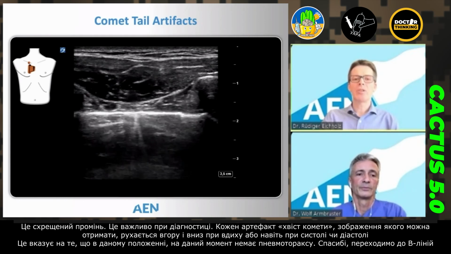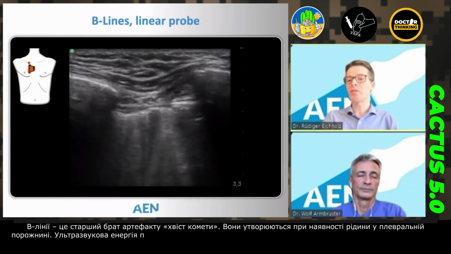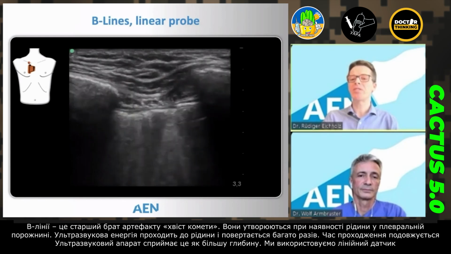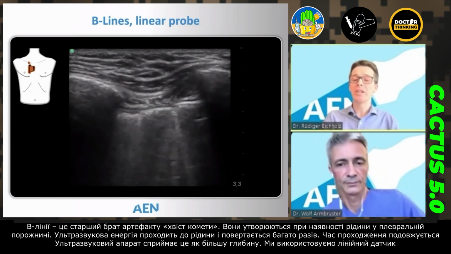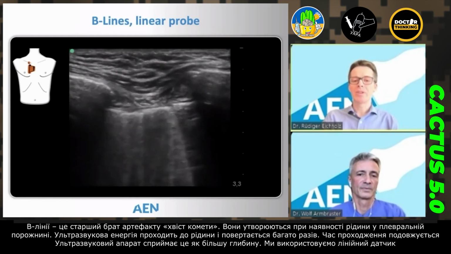Okay, thank you. Let's go on to B-lines. B-lines are the big brothers of the comet tail artifacts because they result from a bigger amount of fluid collections in the pleural space.